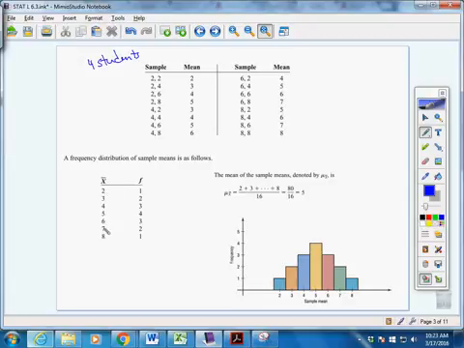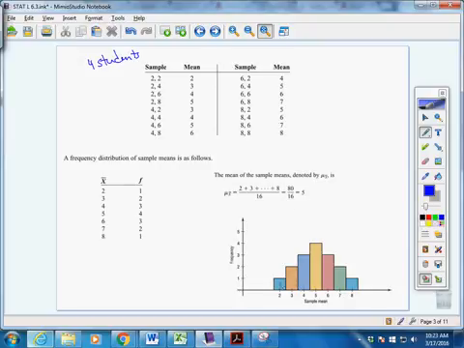So 2, 3, 4, 5, 6, 7, 8. Okay, we get our frequencies here. One had a mean of 2, right here. There were 2 that had a mean of 3, this one and this one. There were 3 that had a mean of 4: 1, 2, 3. There were 4 that had a mean of 5. You kind of get the idea.